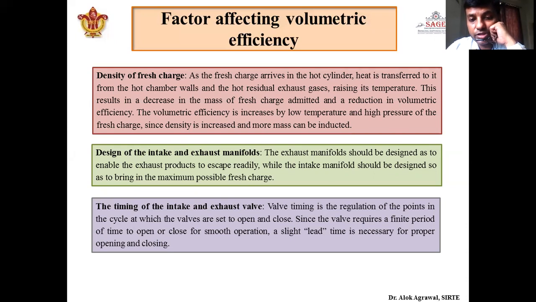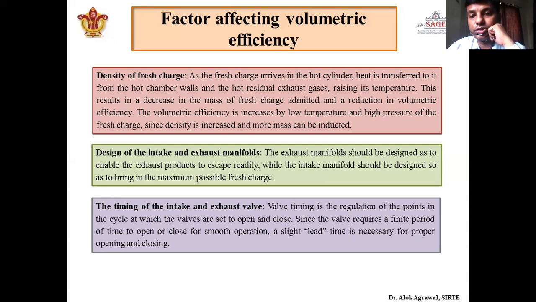Similarly, when we open the exhaust valve just before the end of the power stroke, and we keep it open after the piston reaches top dead center at the end of the exhaust stroke, it will allow the maximum amount of exhaust gases to go outside the combustion chamber, which again increases the volumetric efficiency. So the timing of the inlet and exhaust valves is very important. It is always advisable to open the inlet valve before the end of the exhaust stroke, and it will remain open after completing the suction stroke.